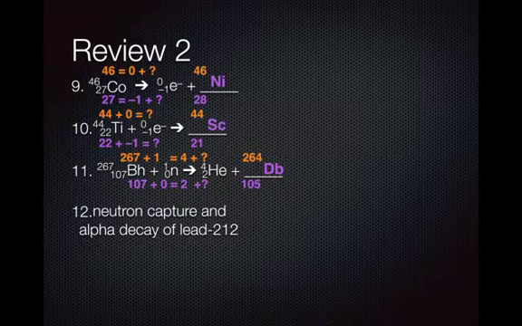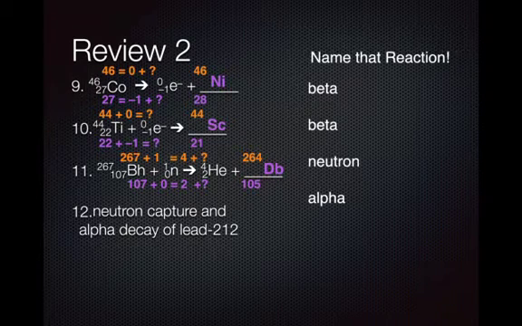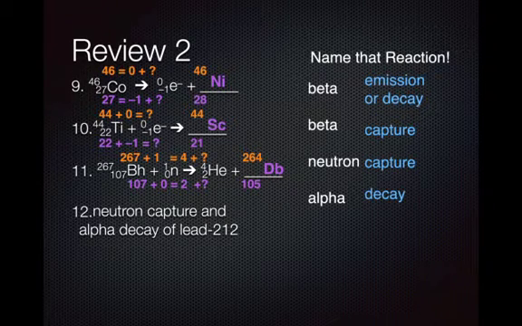The next thing you do is name the reaction. To name the reaction, we just have to identify these particles. So what particle is that? Same thing here. And then we have two new particles at the bottom. So what's that? Beta, beta, that's a neutron, that's alpha. Okay, and then identify whether they're products or whether they're reactants. If they're products, like in 9, it's a decay or emission. If they're a reactant, they're a capture. So this neutron is captured and the alpha particle decays.